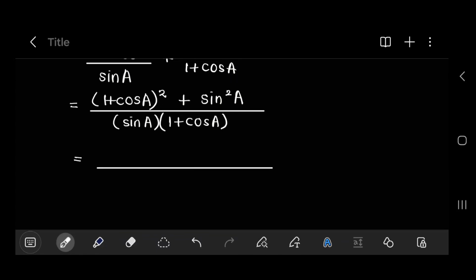In the next step, we can expand that bracket. So we've got a binomial squared. We know this is going to result in a trinomial. To get the first term, we square the first term. To get the middle term, we multiply both terms together and we times by 2. So this is going to give us positive 2 cos A. To get the third term, we are going to square that second term. So cos A times cos A is going to be cos squared A. Next to that, we've got plus sine squared A.